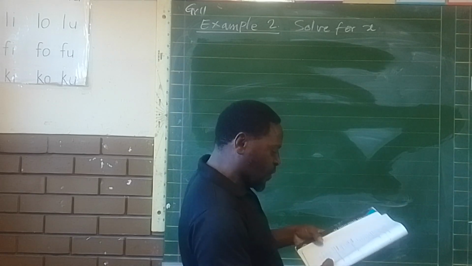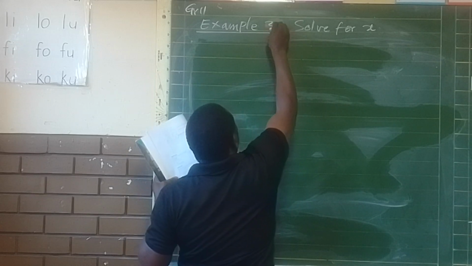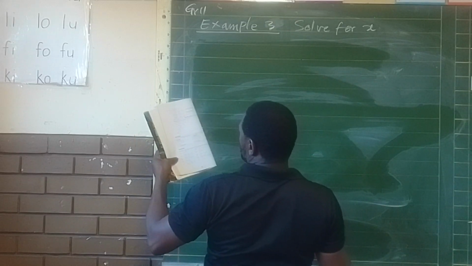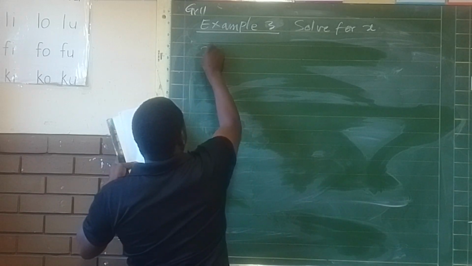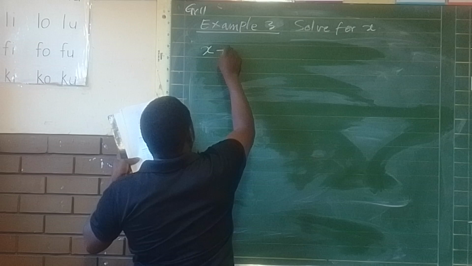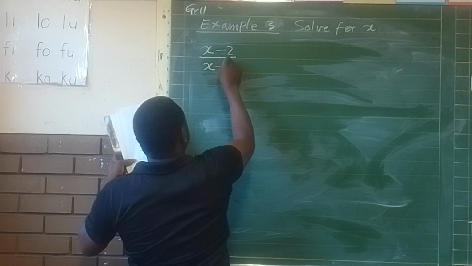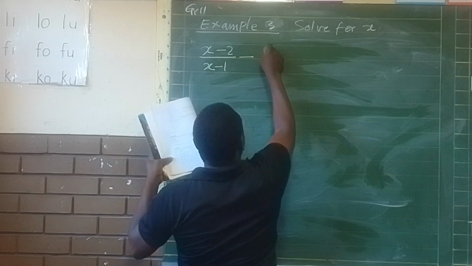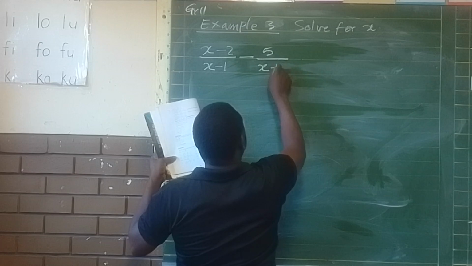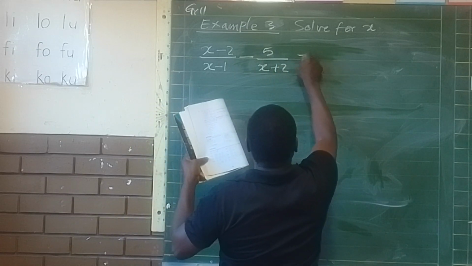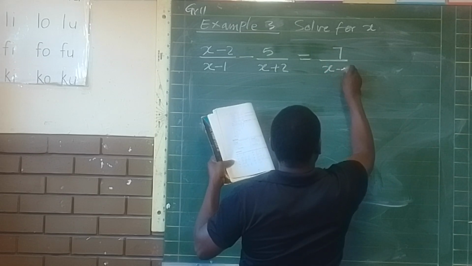The other complicated one, I think, is going to be example 3. We're going to take this one. Let's see. It's x minus 2 over x minus 1 minus 5 over x plus 2 is equal to 7 over x minus 1.